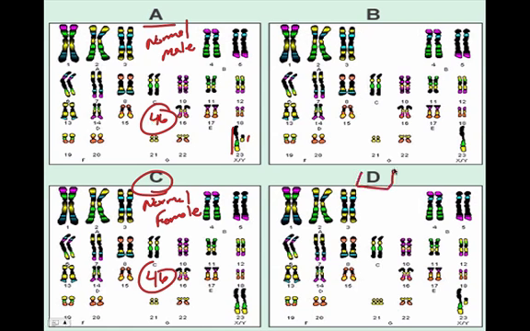Hope you chose D. D has 47 chromosomes. Is it a boy or a girl? If you look down here, it is a boy. And it's actually a boy with Down syndrome or trisomy 21. So that leaves B. How many chromosomes does B have?